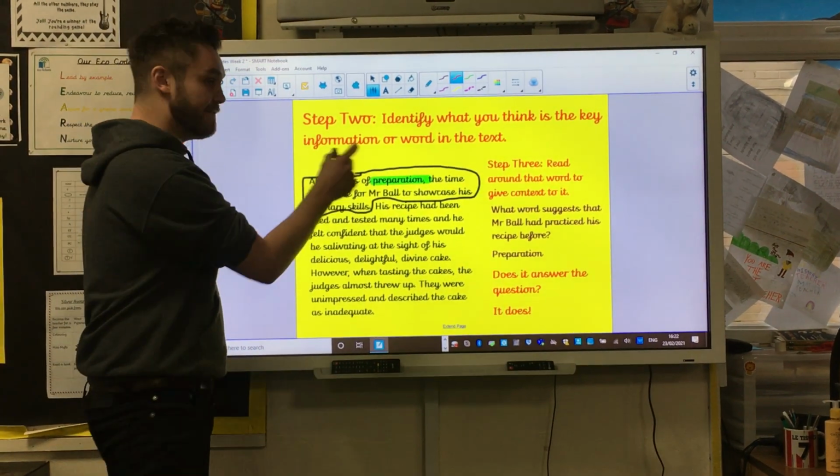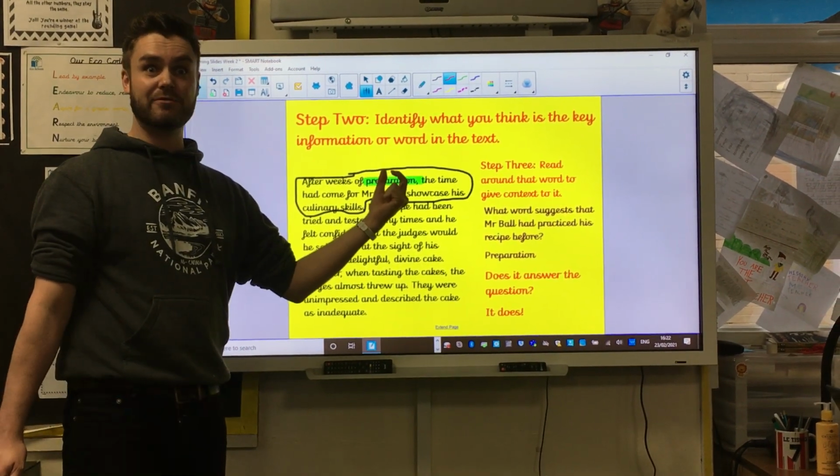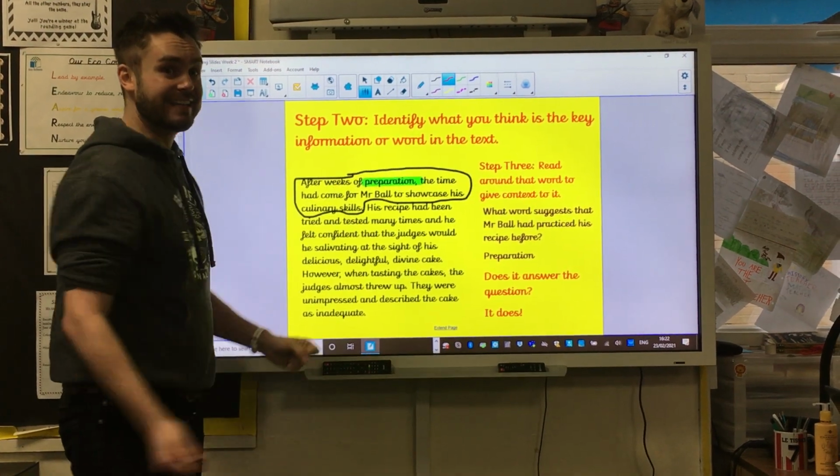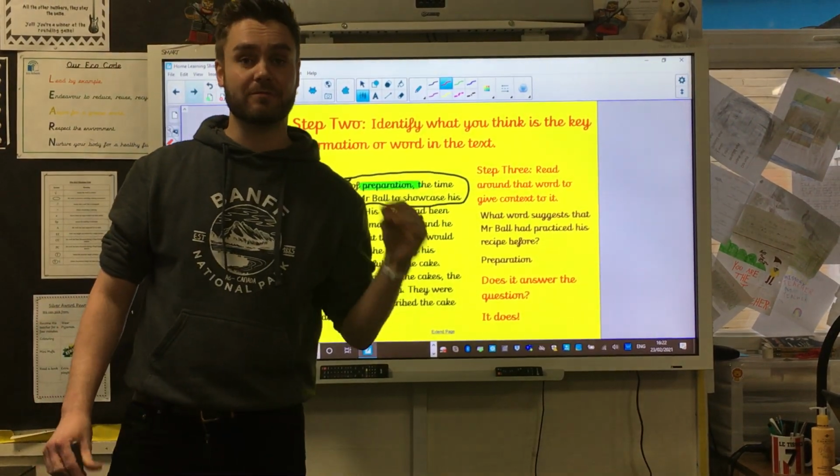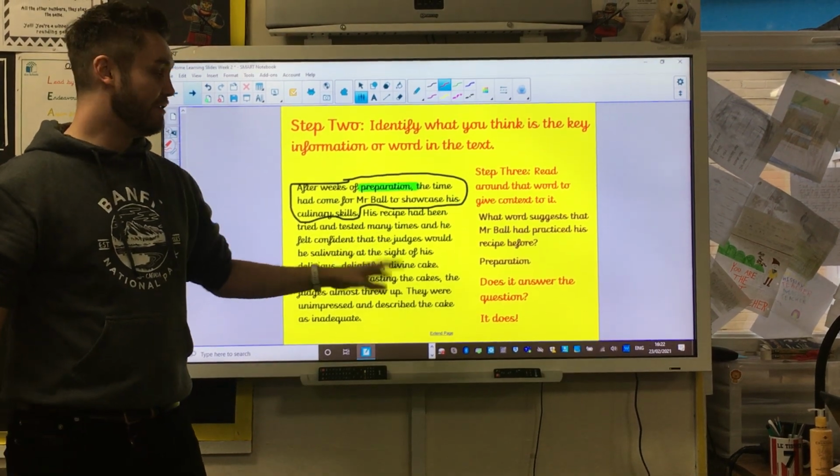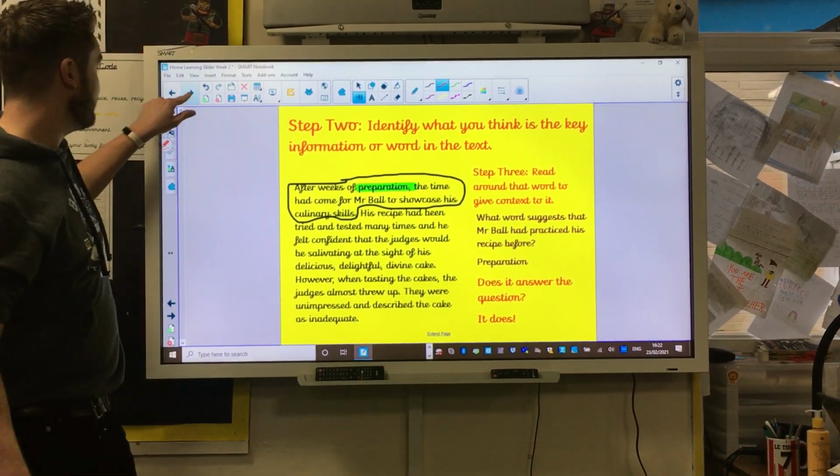So don't just find the first word you go for. In this case, it is one of the first words, but by reading around the text a few sentences before and a few sentences afterwards, you'll understand what we're looking for. So it does answer the question in that context.